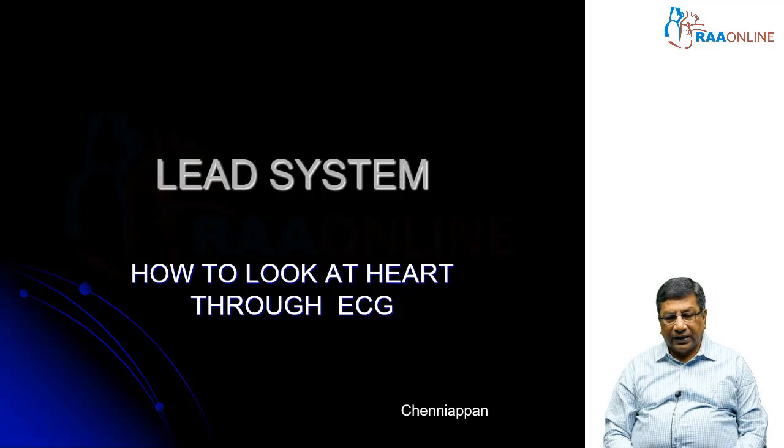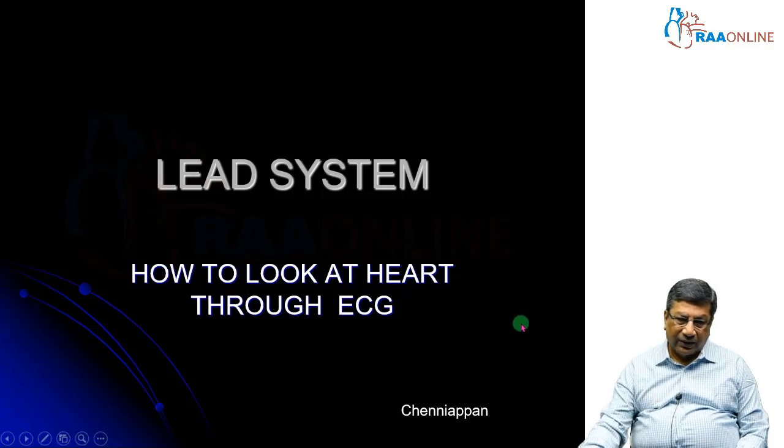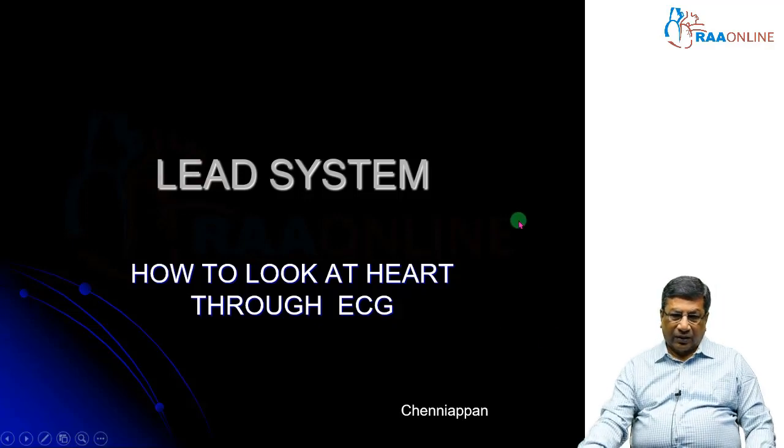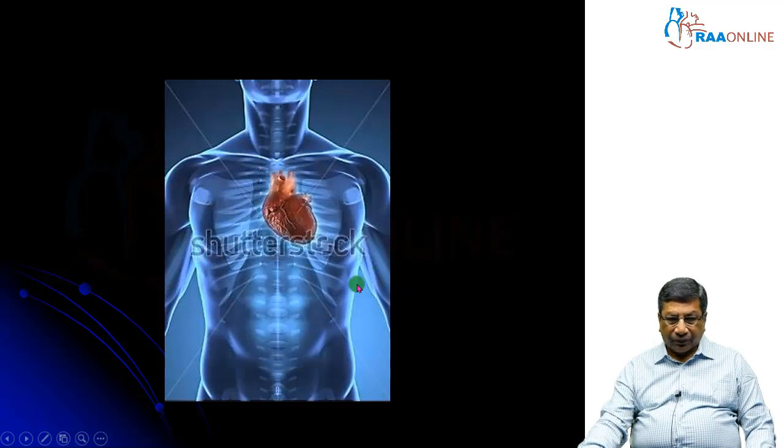So for that, I have to look at all the surfaces of the heart and see whether all my cardiac myocytes in every surface of my heart are depolarizing normally and repolarizing normally. Then only I can say the electrical activity of the heart, or the electrocardiogram, is normal. So in the lead system, we are going to see how we are going to look at the heart through the electrocardiogram. So that is a chapter on the electrocardiogram, on the lead system.